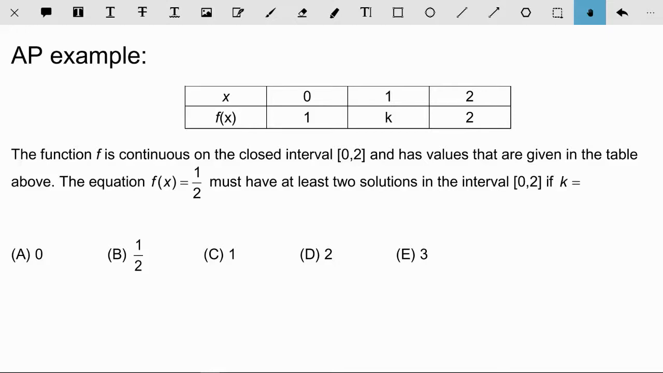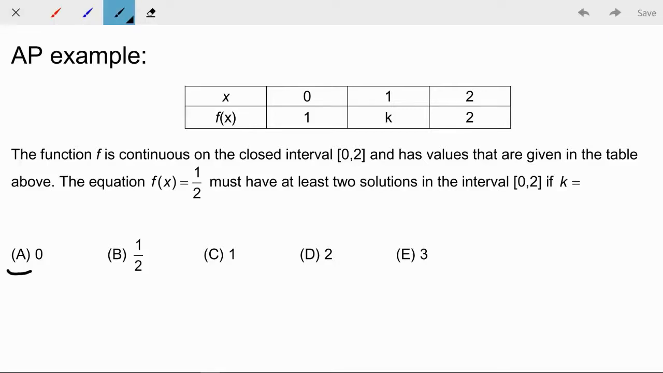Okay, so what you should have found is that the solution here was 0. Again, this is kind of going through what's happening with this. It says the equation f of x equals 1/2 must have at least 2 solutions in the interval 0 to 2 if k is equal to what? Think about if I put a 0 here instead of a k. If I put a 0 there, that means from 0 to 1, the function value went from 1 down to 0. So I had to cross over a half. And then from 1 to 2, the function value had to cross over 1/2 because it went from 0 to 2 and it's continuous. So it's pretty obvious.